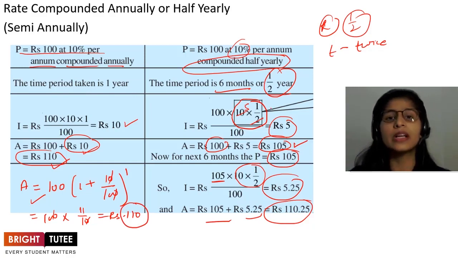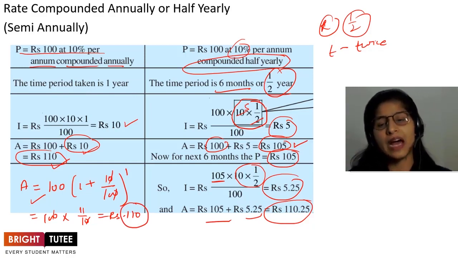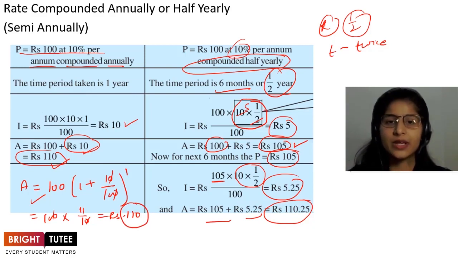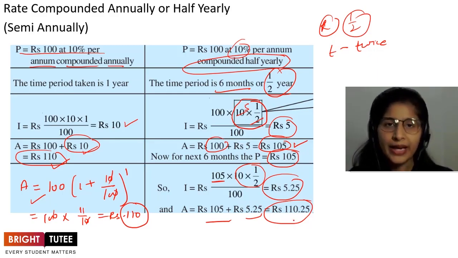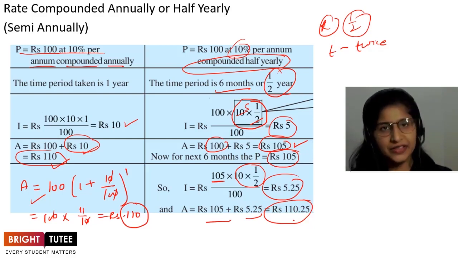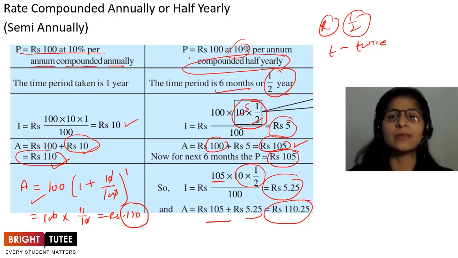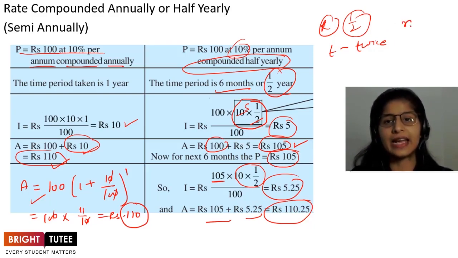But if it is compounded half yearly, that means after half year, after 6 months, the principal will change. The principal will be the amount for that previous 6 months. Okay, that's why we have to pay here 110.25. 0.25 is the extra money that we have to pay if it is compounded half yearly. Clear? So time is twice.